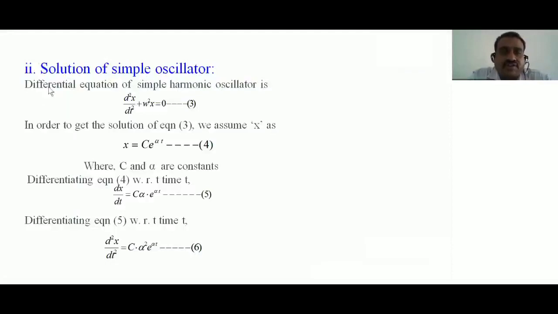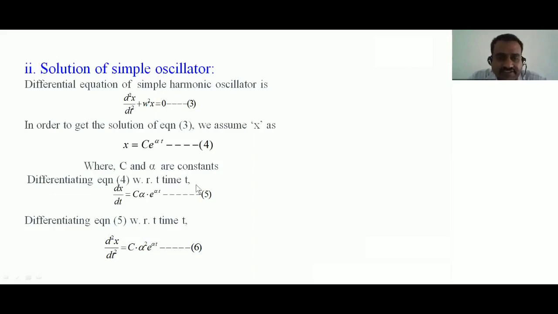So the solution of the simple harmonic oscillator: the differential equation of simple harmonic oscillator is this same equation 3. In order to get the solution, we assume a trial solution. This is not a perfect solution. Just let x is equal to c e to the power alpha t. This is equation number 4, where c and alpha are constants.